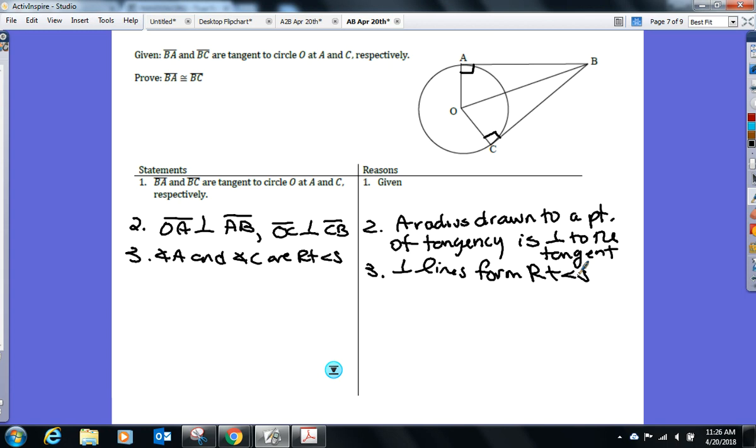Max, what do you got? Okay, angle A and angle C are congruent. I'll write that down. All right angles are congruent. Got it?